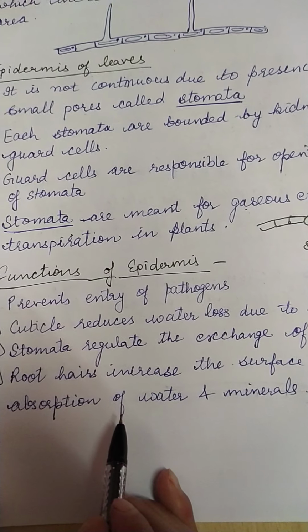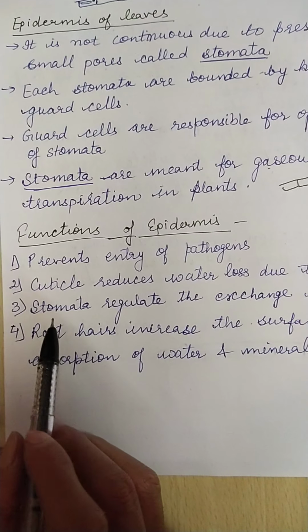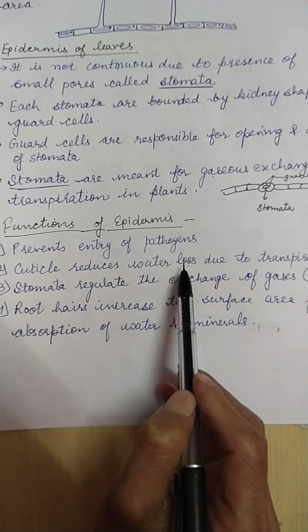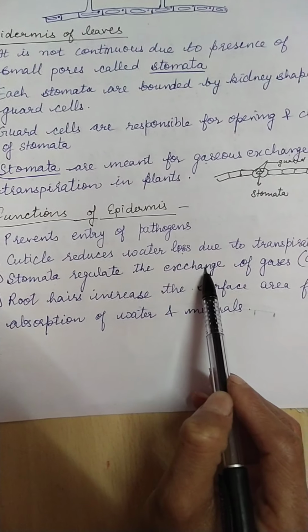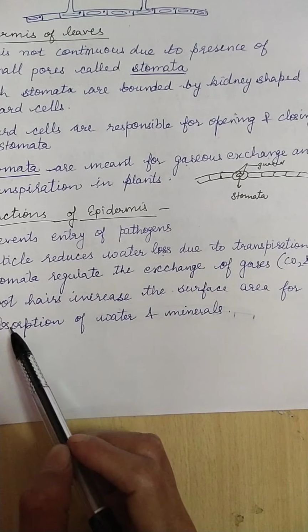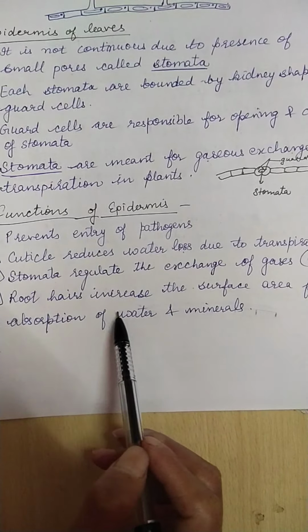With all this, you are clear about the general functions of the epidermis. A waxy coating prevents the entry of the pathogens, also reduces the water loss due to transpiration, and also provides protection against mechanical injury. Stomata regulate the exchange of gases and the root hairs increase the surface area for the absorption of water and minerals. So these are the various appendages present on the epidermis and how it acts as a protective layer.